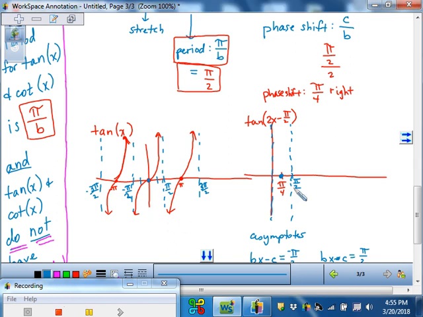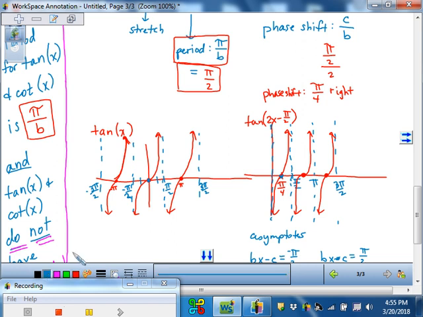So now I can just repeat that process. Every pi over 2, I'm going to have a new asymptote. So at pi, I'm going to have another asymptote, and at 3 pi over 2, I will have another asymptote. Halfway in between each one of these asymptotes, I will have a new midpoint, which is where my graph will start, and it will rise to the right and fall to the left, repeating in each section.